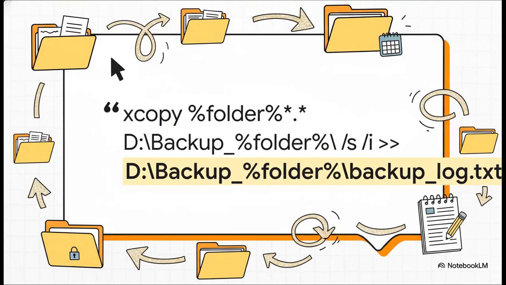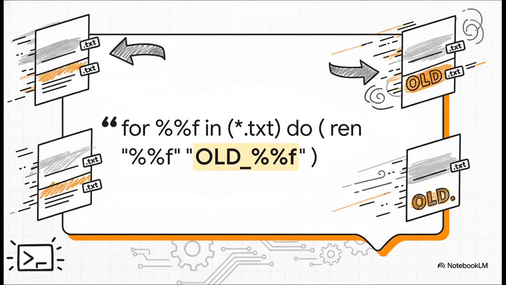Remember where we started with that manual backup? Well, let's circle all the way back. This script does it all. It could ask you which folder you want to back up, then it creates a new backup folder, maybe with today's date in the name, then it uses xcopy to copy everything over. And of course, it logs the entire operation so you have a record. This is what I mean by full circle automation. Problem solved.